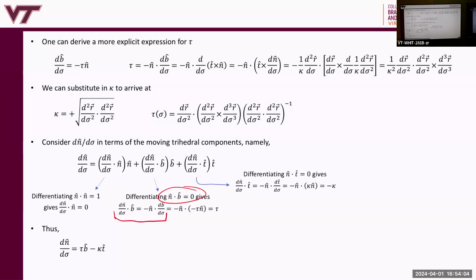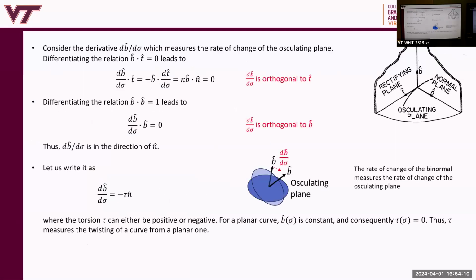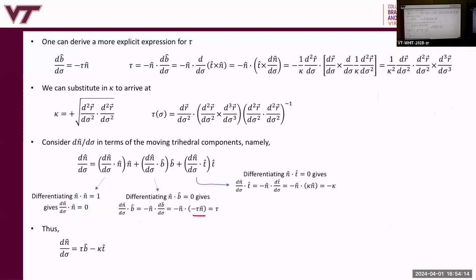All right? Well, that's equal to negative n dotted with negative tau n, because db d sigma, we just said, was negative tau times n. All right? Okay, and that gives you tau. Good. So this whole thing becomes tau times b. Yeah? All right, what about this one now?